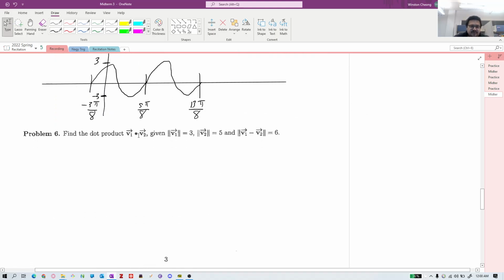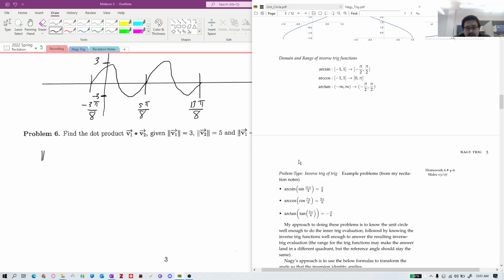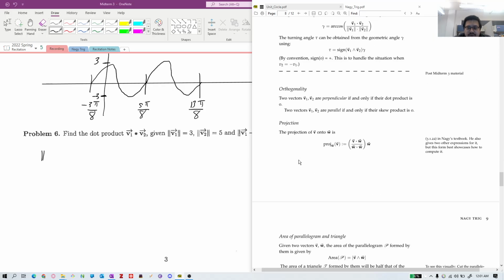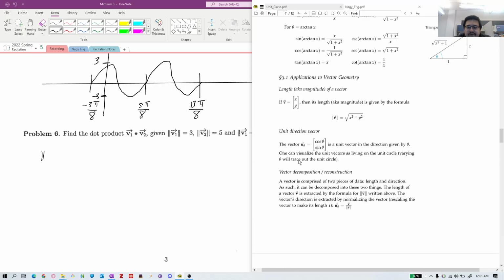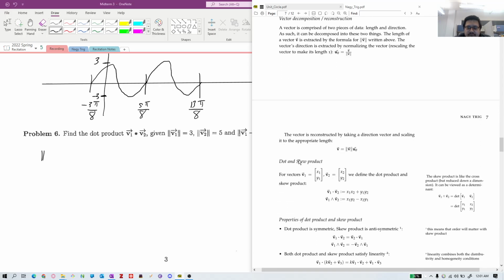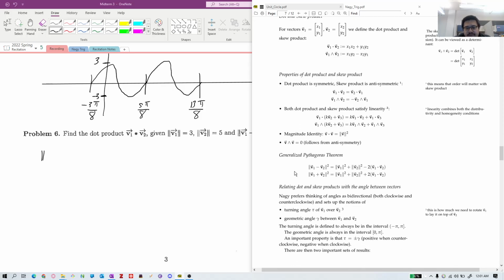For number 6, we have to find the dot product. We're given 3 different norms, 3 different magnitudes. We've seen this type of problem in the practice exam. We know that we're supposed to use the generalized Pythagorean formula, which, if you don't have it memorized, you'll find in the thing I typeset somewhere. Where did I put it? There. Yeah.